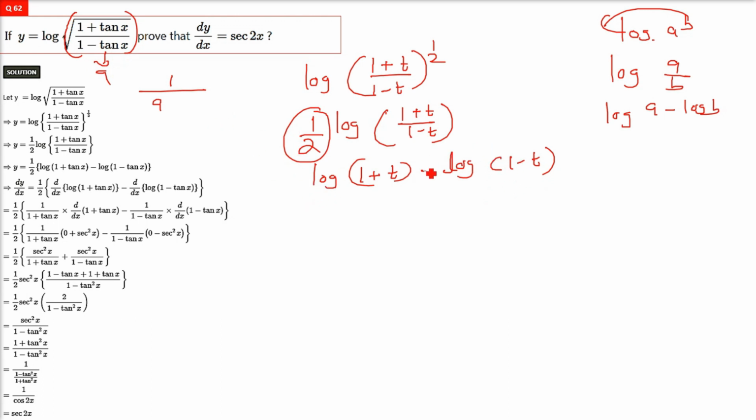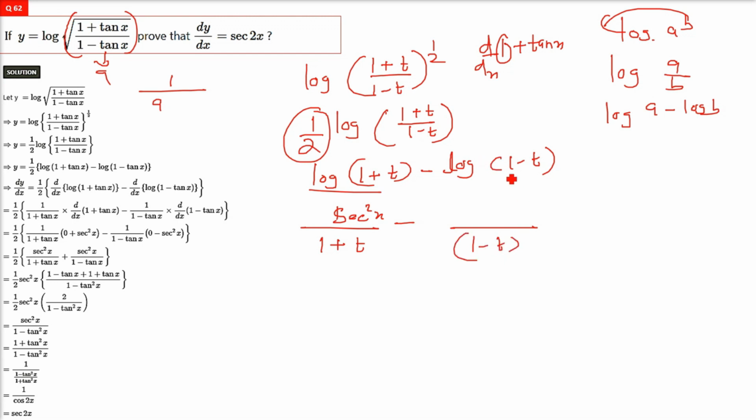Now we will differentiate. So we will differentiate now d by dx of log 1 plus t and d by dx of log 1 minus t. Log x is 1 by x, so it will be 1 by 1 plus t. And what is the differentiation of 1 plus tan theta? Tan theta gives sec square theta. Alright. So it will be sec square theta minus, again log 1 minus t. So differentiation of this is 1 by 1 minus tan theta. And for 1 minus tan theta, 1 will be 0, and tan theta is again sec square theta. So we have a minus, so it will become plus, so plus sec square theta.